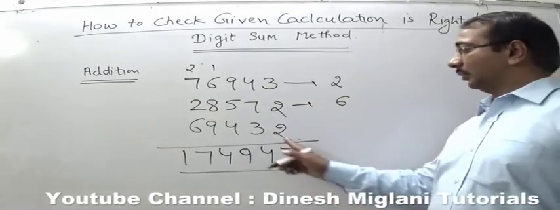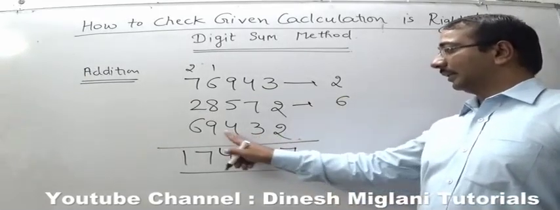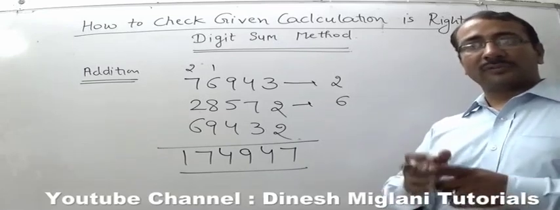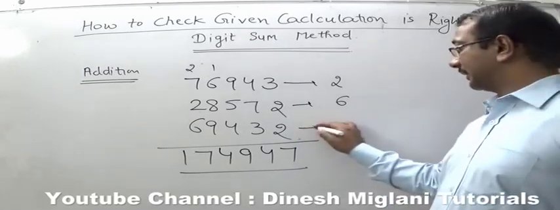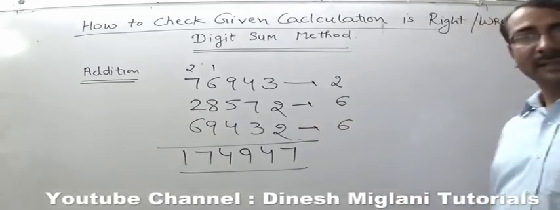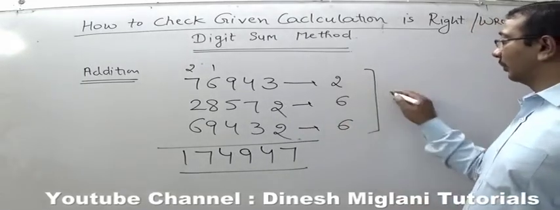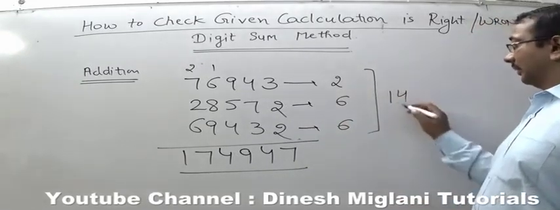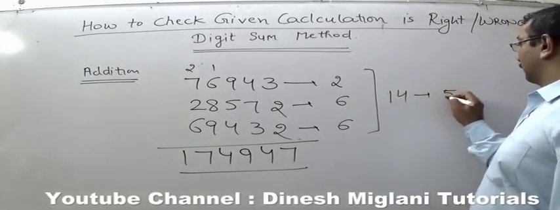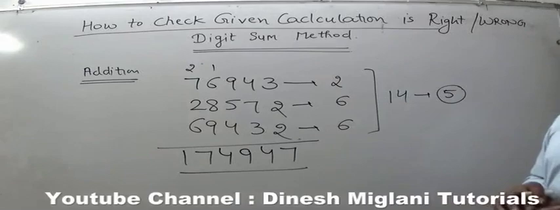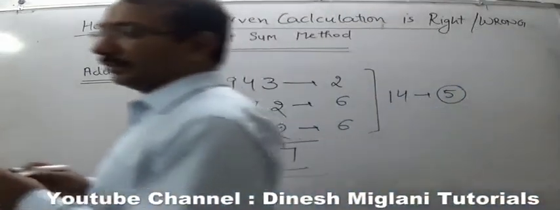Take the third one: 2 plus 3 is 5, 4 is 9, 9 is 18, and 6 is 24. 24 means 2 plus 4 is 6. So here I can say that the digit sum is 6. Okay. Now add all the three: 2, 6, 6 is 12, and 2 is 14, right? And 1 plus 4 is 5. So finally I can say that when I take these numbers individually, the digit sum is 5.